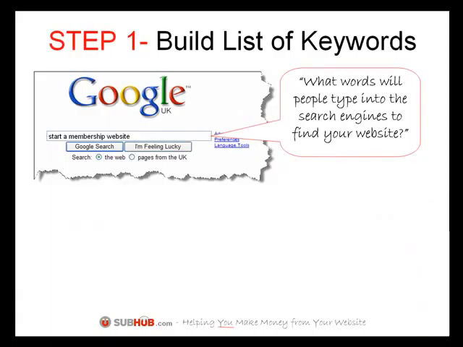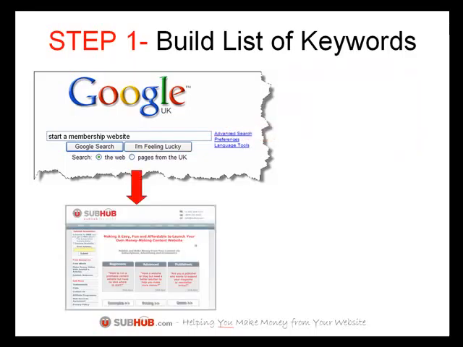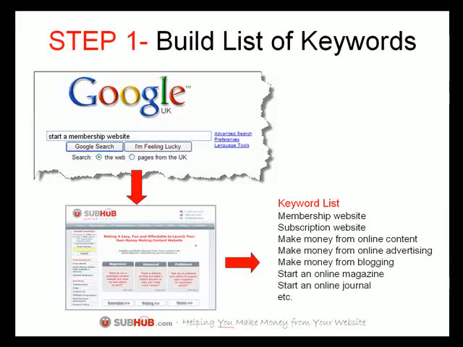The keyword list is a list of all the words that you would like internet users to type into a search engine to find your page. For example, for SubHub, we do membership websites, so we would like anyone typing "start a membership website" into Google to find our page. But that's not the only keyword we'd like them to type and find our page with. There are hundreds. So you've got to make a list. In this example, membership website, subscription website, make money from online content, etc., etc. And that takes us on to step 2.